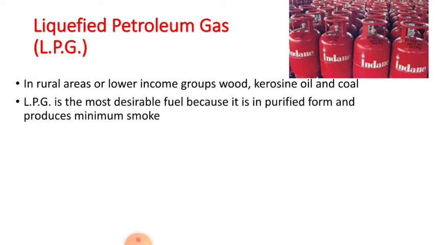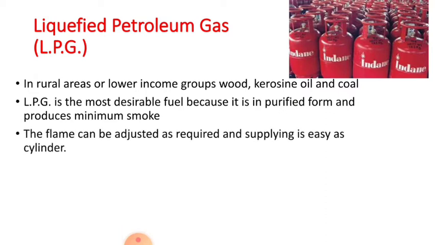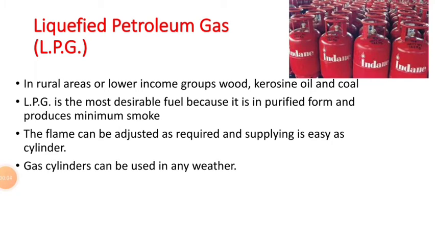However, LPG is the most desirable fuel because it is in purified form and produces minimum smoke. It is also most efficient in heat production and uniform heat supply. We can adjust the flame of the LPG as required, and supplying is also easy as we can supply it to the rural areas or remote areas in cylinders. Gas cylinders can be used in any weather, whereas coal, wood, and other fuel materials have to be preserved from moisture.